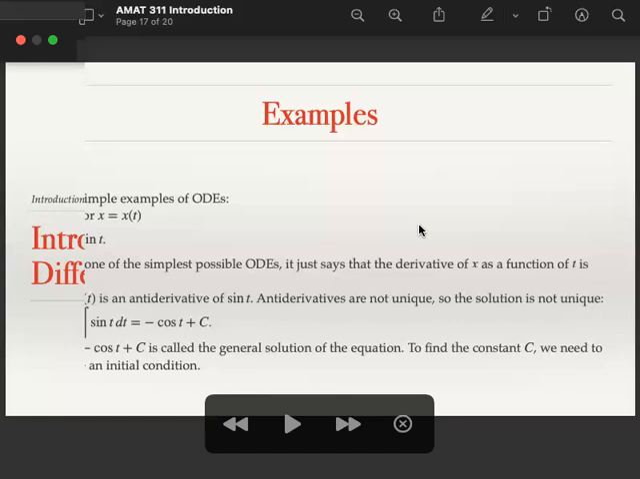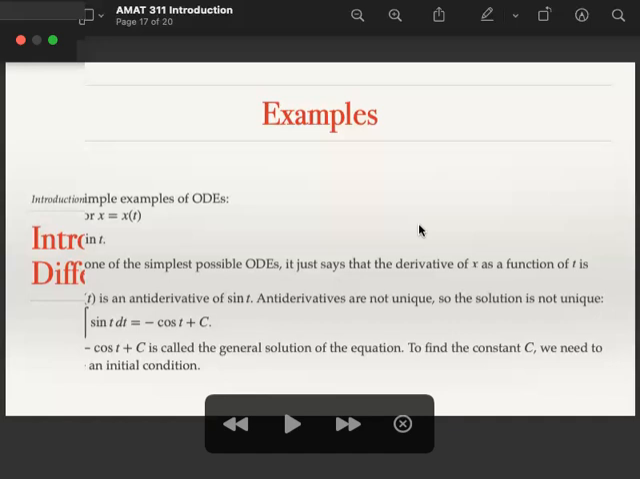Again, this is one of the simplest possible equations. All that it takes to solve it is we integrate both sides. The antiderivative of the derivative is the function itself, plus a constant maybe. And the antiderivative of sine of t is minus cosine of t plus another constant.